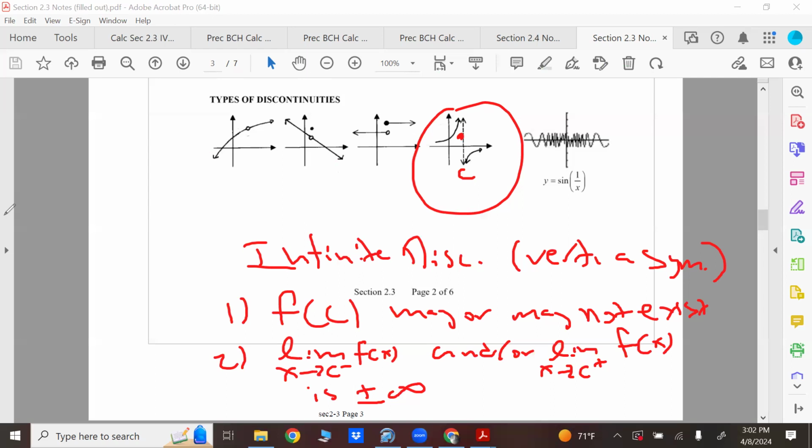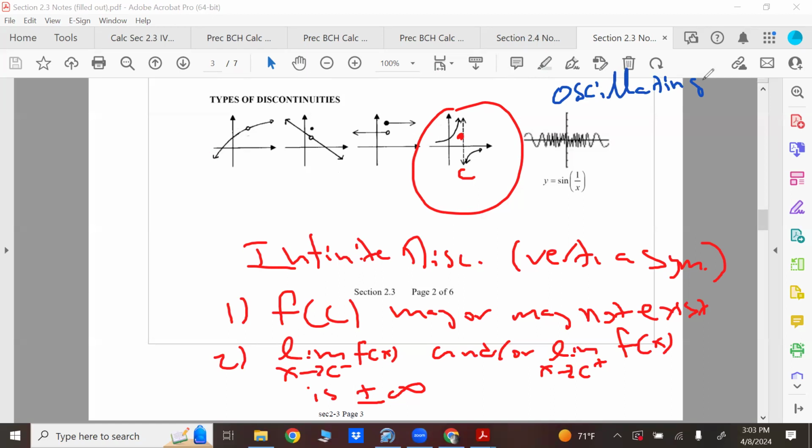The last one's called oscillating. Don't worry about it. It's not on the AP exam. I don't care. Don't worry about it. It's just because you don't know what's going on. It's just going kind of crazy when you get close to zero. So just acting weird. Ryan, go ahead.